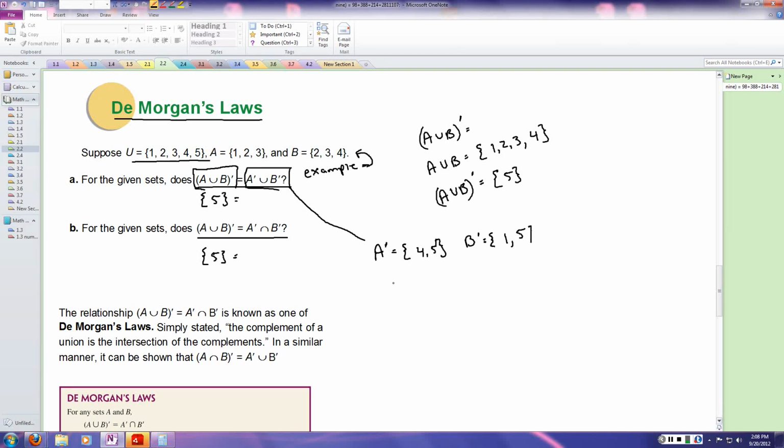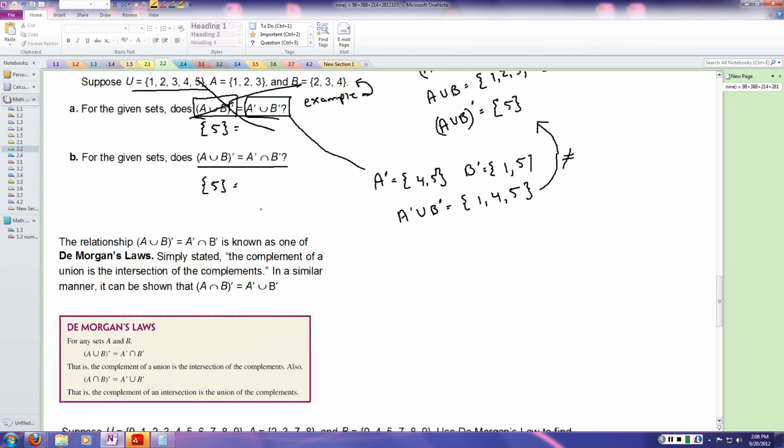So now if I do A complement union B complement, that's everything in A not and then everything in B. So that's 1, 4, and 5. That does not equal 5. Does not equal 5. So automatically I know this one's not going to work.